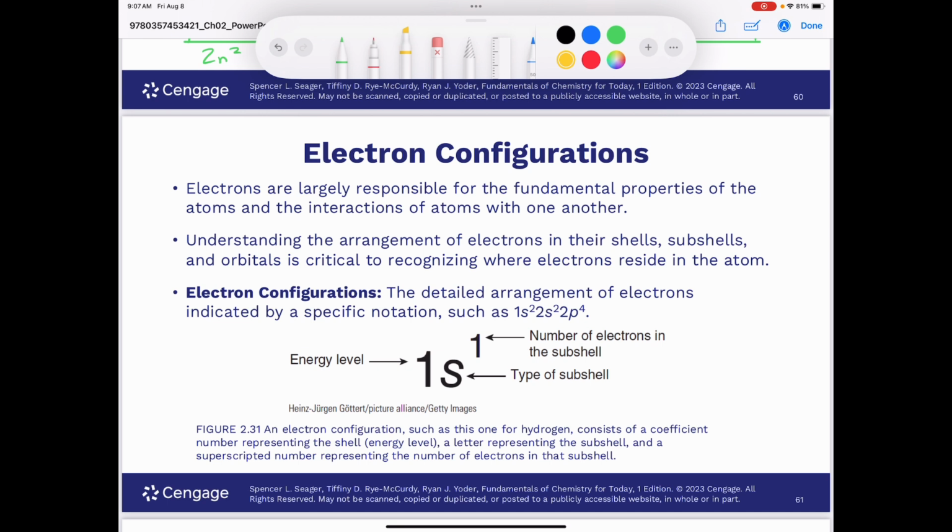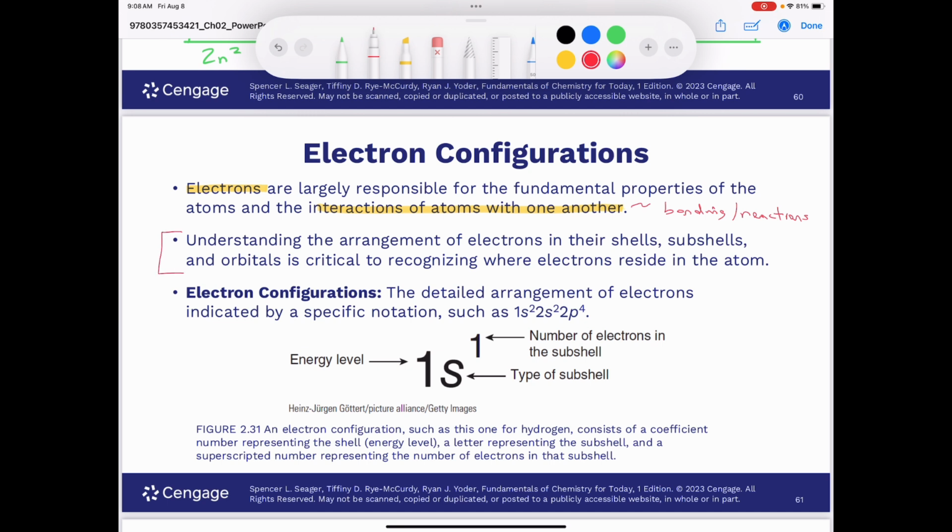As I was saying just a couple of minutes ago, why do we spend so much time talking about electrons in chemistry? In fact, if you take organic chemistry, which you're going to in the second half of this class, the only thing you talk about are electrons. And so why are they so important? It's because they're largely responsible for the fundamental properties of atoms and the interactions of atoms with one another. And one type of interaction would be bonding, and reactions. So if you're interested in bonding and reactions, which I sure am, you have to understand electrons.